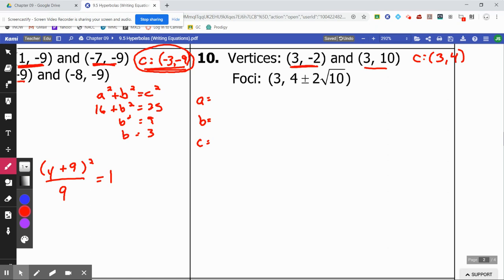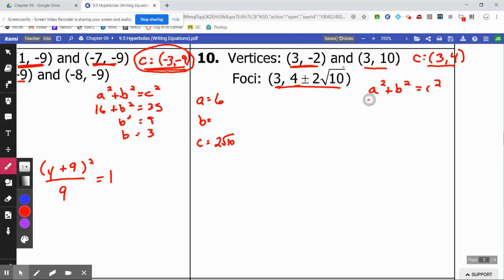A value is the distance from your vertices to the center, which is going to be 6. Your C value is the distance from here to your center. And notice that they kind of gave you the distance because the 3 stays the same, the 4 is the same, but you added 2 root 10 and you subtracted 2 root 10, so obviously 2 root 10 was the distance. Okay. So we're going to use that along with our Pythagorean theorem to find our b value. A squared plus b squared is c squared.